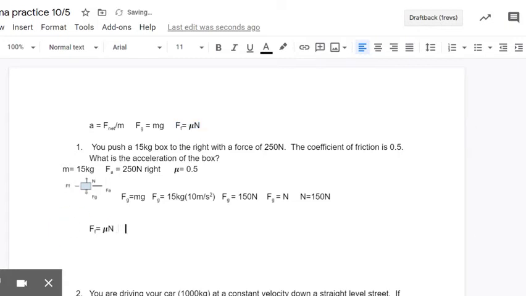I want to solve for it. So I have F sub F equals the mu I have right up here. So I'm going to just put that in, the coefficient of friction, which was 0.5, and the normal that I solved for. So 0.5 times 150, so my force of friction equals 0.5 times 150, which is 75 newtons.